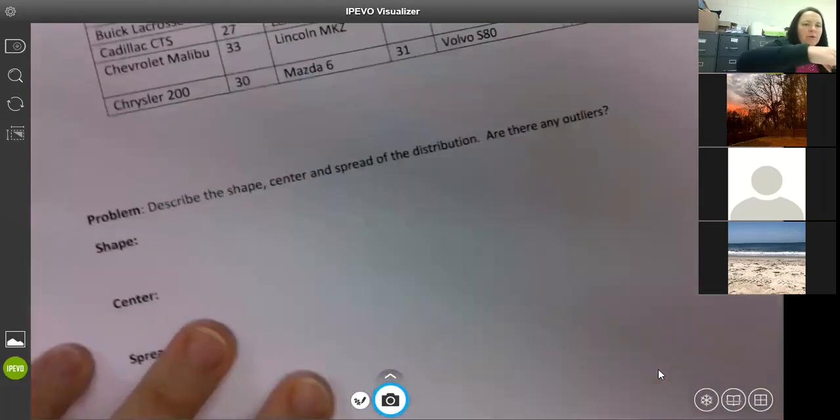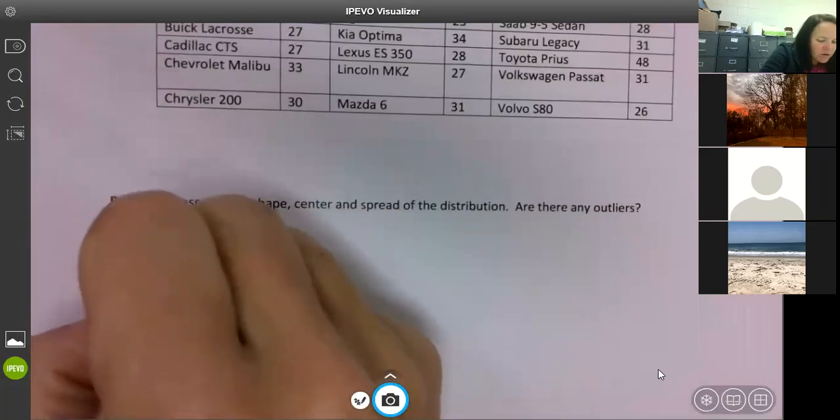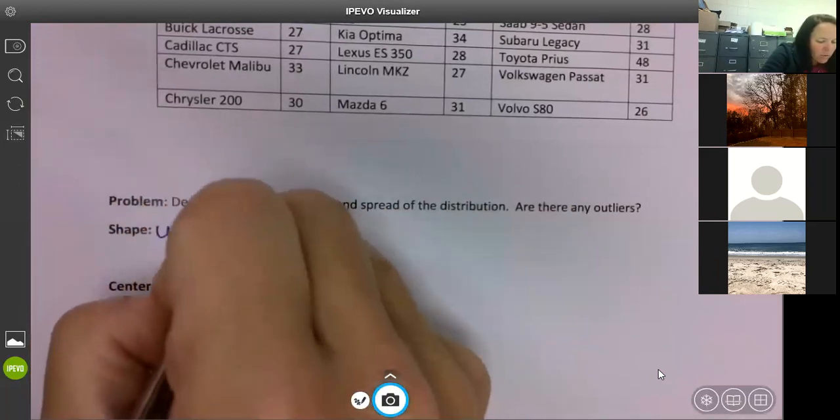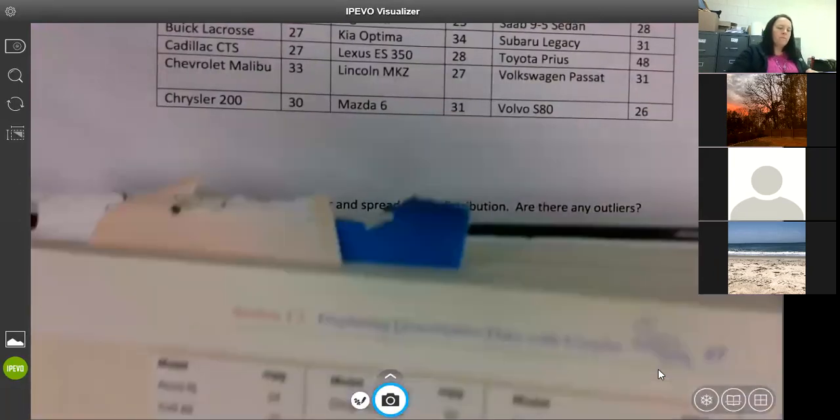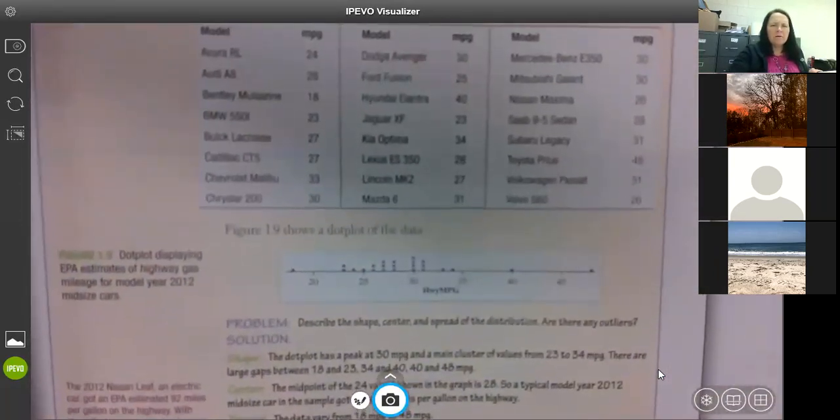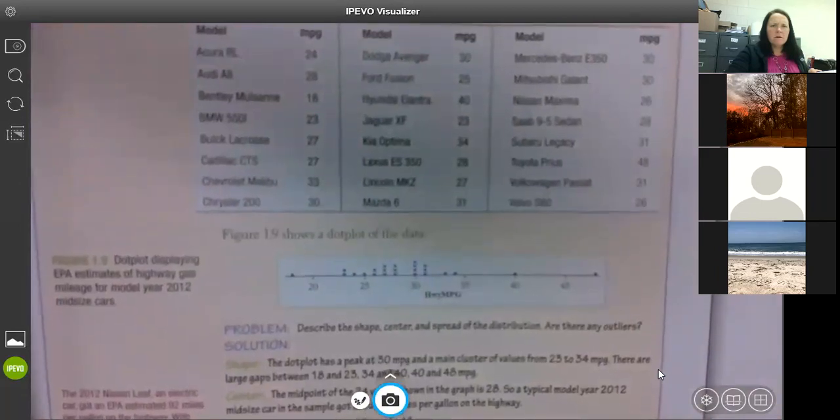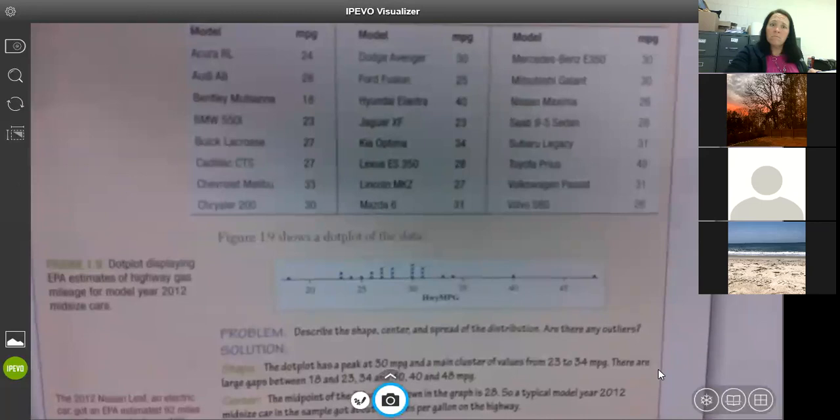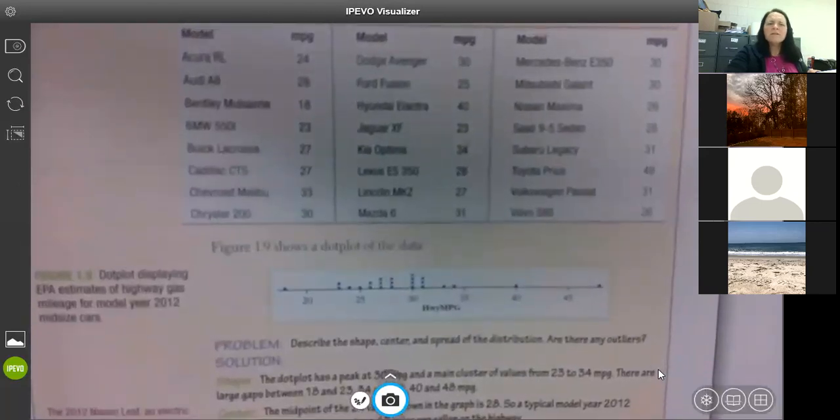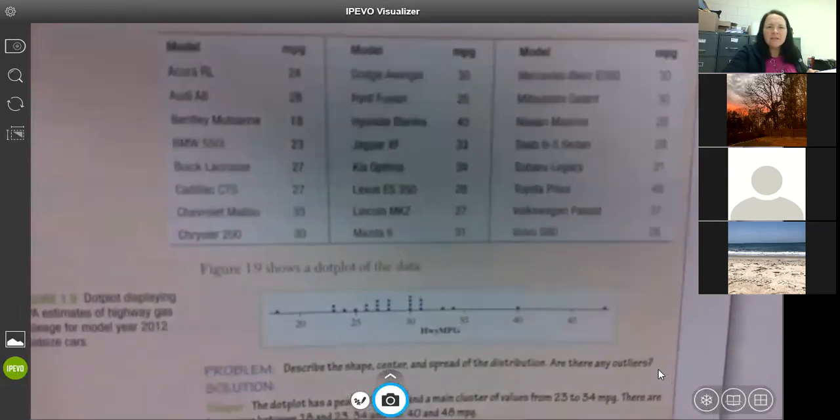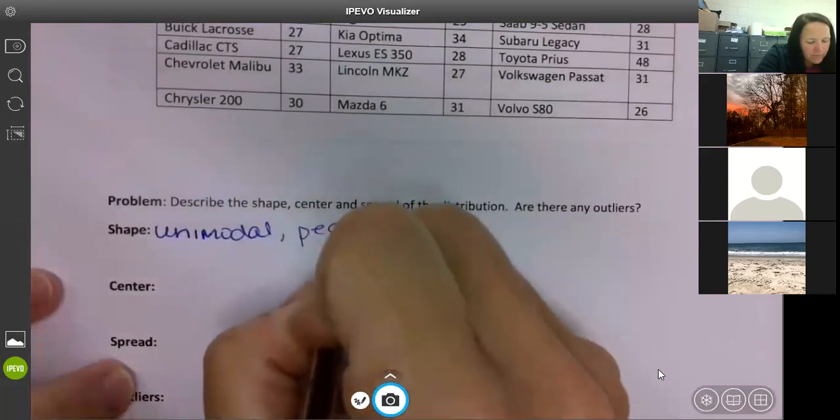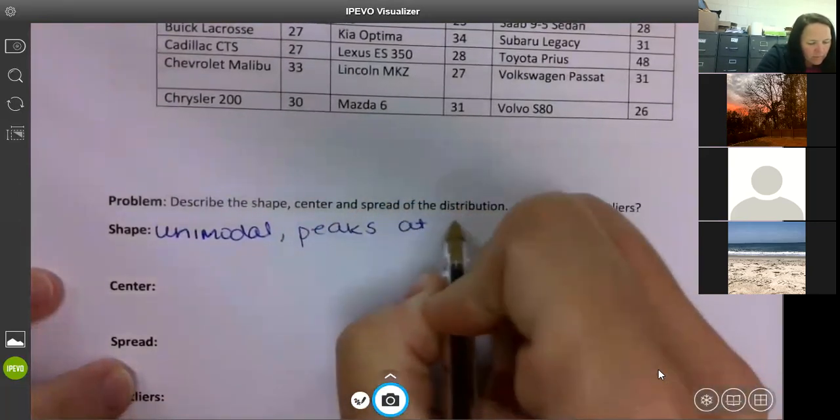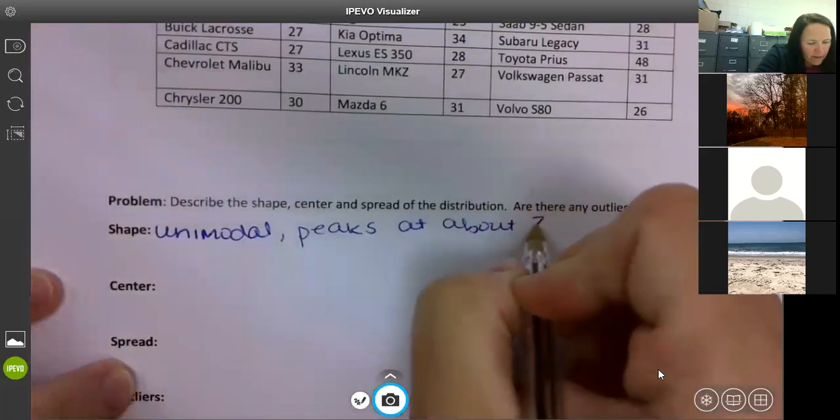So your shape is called unimodal. Why is it called unimodal? It has 1 hump. Okay. Where is that hump at? It's in between 25 or like high 20s and 30. Okay, so it looks on this graph, and we'll eventually figure out how to do it, if you look at those answers right there, it has a peak of approximately 30. So it peaks at about 30.